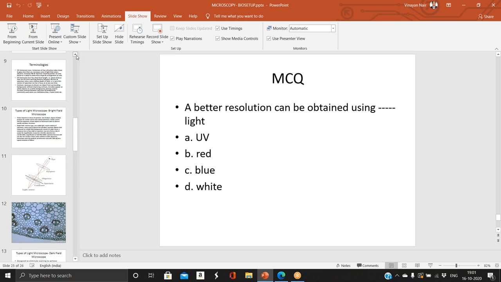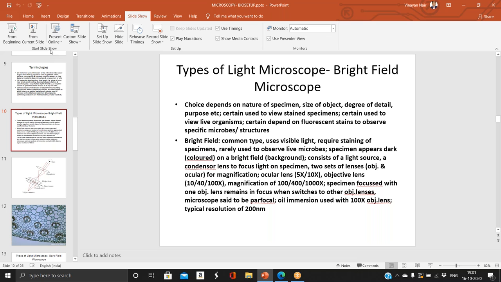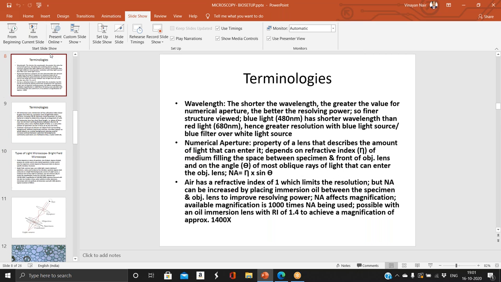What is numerical aperture? The amount of light which is entering into the lens. That is nothing but your numerical aperture. So the shorter the wavelength, the greater the value for numerical aperture, which means as the wavelength of the light decreases, more light enters into the lens. So the resolving power will be better. So fine structures can be seen. Okay, which means blue light, that's why it is given in the last sentence.